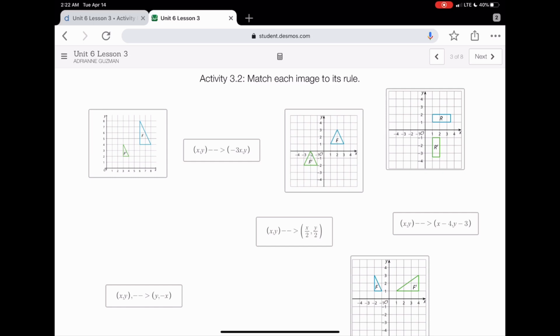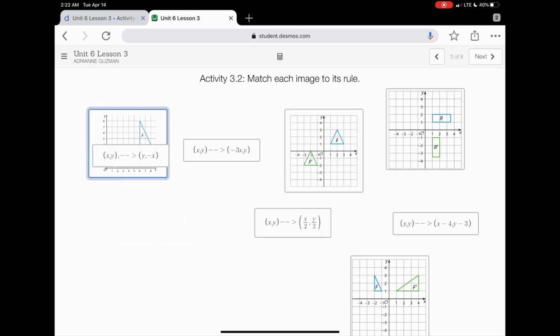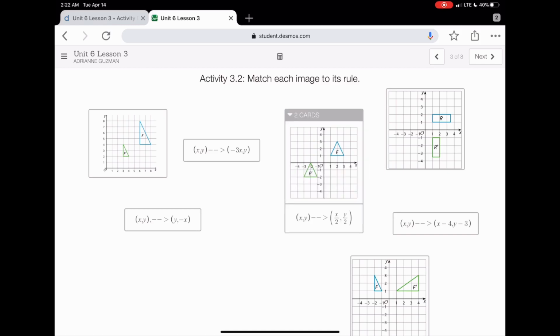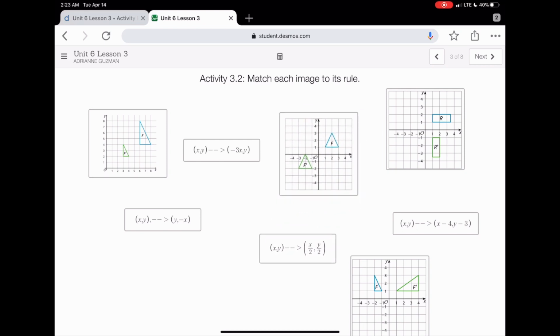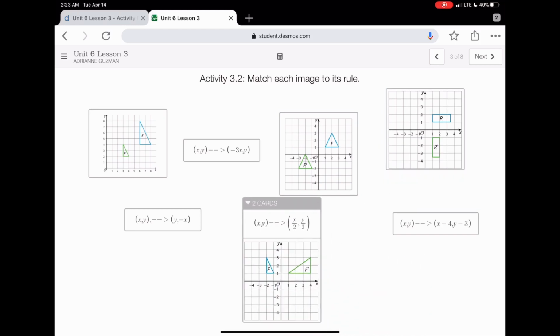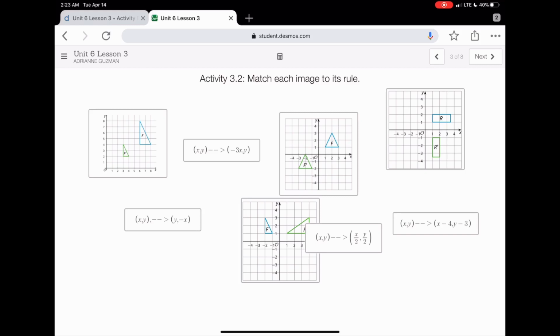And you can decide you think that this rule matches with this graph, or this rule matches with this graph. Let's say you said that this matches here. You'll see they automatically connect. You can drag this around if it gets in the way. Let's say you change your mind. You can just take it apart and put it to another rule. Take it apart, throw it on another rule. Move it up if you can't quite see it.